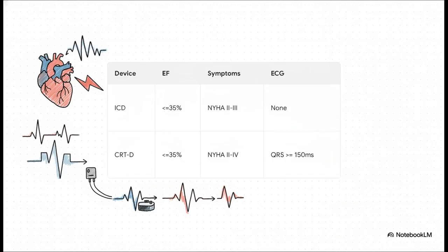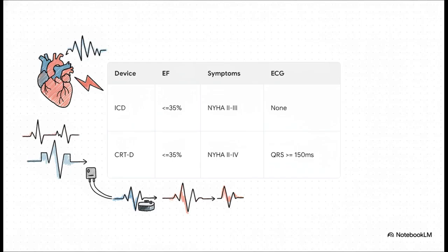So patients with severe HFrEF are at a massively increased risk for ventricular tachyarrhythmias. To combat this, we reserve implantable cardioverter defibrillators, or ICDs, specifically for primary prevention of sudden cardiac death. But here's where it gets interesting. If you look at their EKG and see a widened QRS complex over 150 milliseconds, which is typically a left bundle branch block, it means their ventricles are contracting completely out of sync. In that specific scenario, we upgrade them to a CRT-D. That stands for cardiac resynchronization therapy combined with a defibrillator, and it's used to fix that mechanical dyssynchrony and really improve forward blood flow.